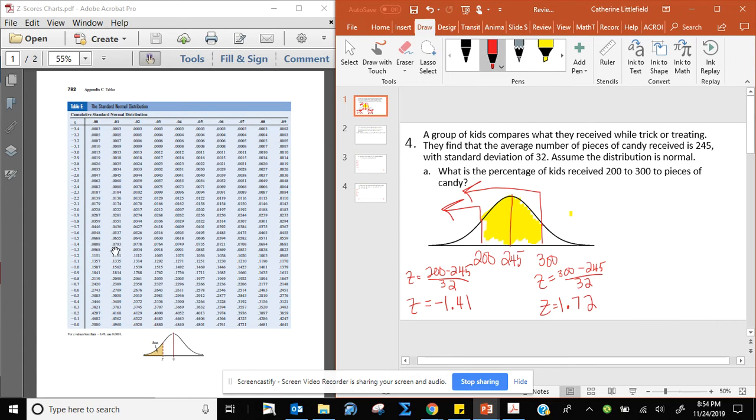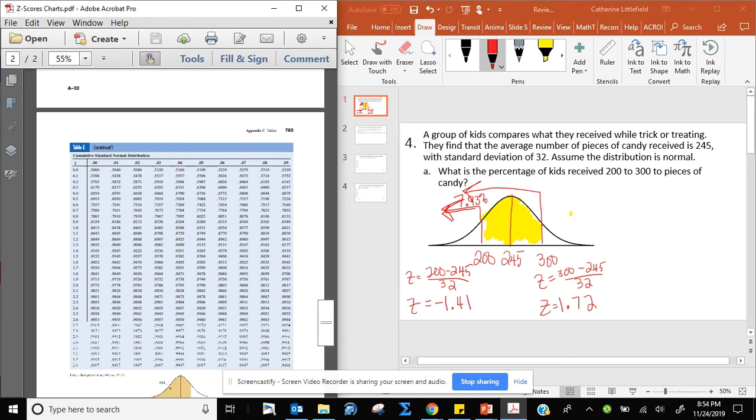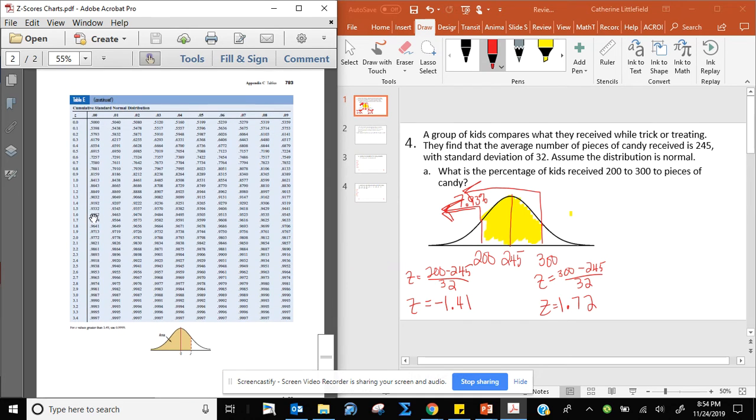So if we go to our chart over here, we're looking up negative 1.41, which is this number right here, which is 0.0793 or 7.93%. So that's 7.93% to the left of 200. Okay, then we have to scroll down to 1.72. So 1.72 is a percentage of 95.73.